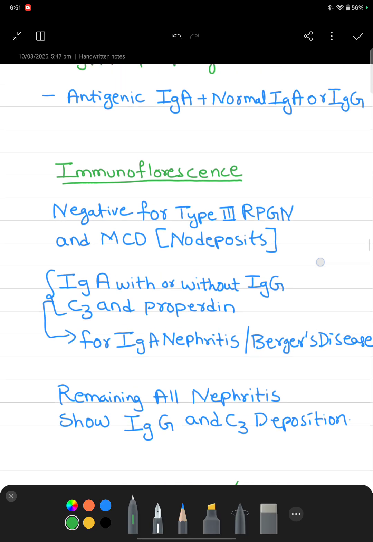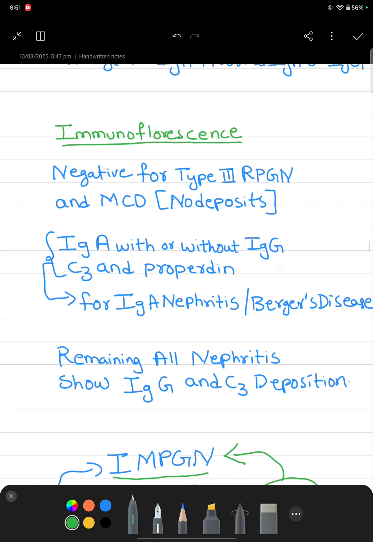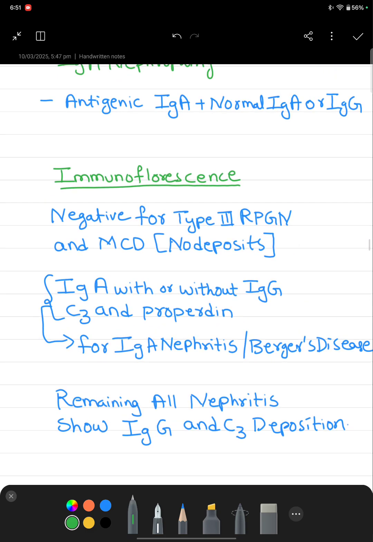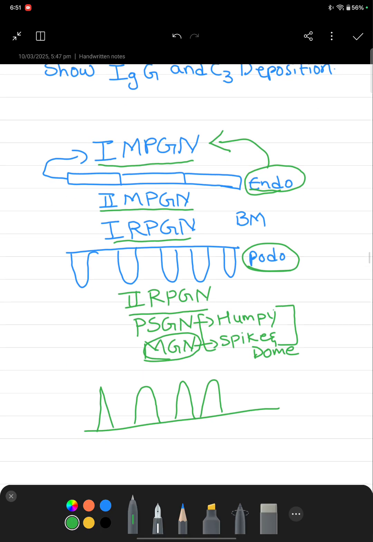Now, in all remaining cases of nephritis, apart from these three things, that is IgA, MCD or type 3 RPGN, all the other nephritis will show IgG and C3. IgG and C3 are present in all other types of glomerulonephritis. So we successfully completed the depositions portion.